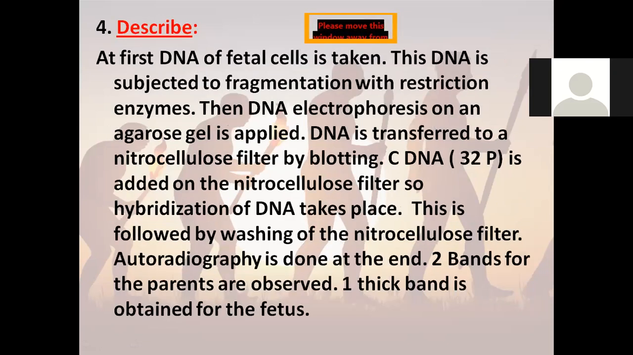At first, DNA of the fetus cell is taken. This DNA is subjected to fragmentation with restriction enzymes. Then DNA gel electrophoresis is done on agarose gel, and DNA is transferred to a nitrocellulose filter by blotting. cDNA probe is added on the nitrocellulose filter, so hybridization of the DNA takes place. This is followed by washing of the nitrocellulose filter. Autoradiography is done. Two bands for the parents are observed. One thick band for the fetus is observed.